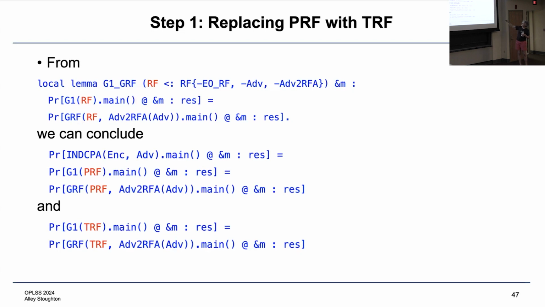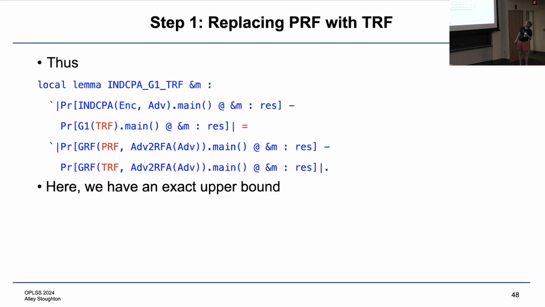And so then what we have is that if we do the absolute value of this minus that, that's going to be equal to the absolute value of this minus that. In other words, it's going to look like that. And so you could write that, of course, as less than or equal to, but it's an equality. So going all the way from our real game to G1 of TRF, the upper bound, which is actually an equality, is what? It's the ability of this constructed adversary for random functions to tell PRF and TRF apart.